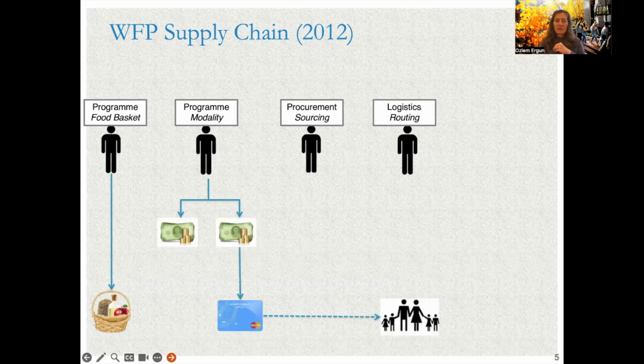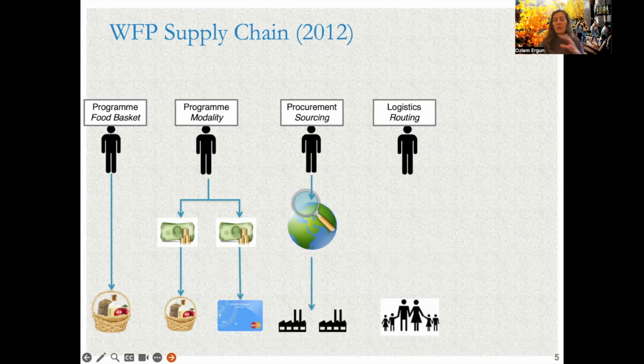We have also looked at the sourcing department, the procurement department that does sourcing when there is the decision of the modalities to actually bring in the goods. So the question becomes, how do we source this globally? And once the sourcing decisions are completed, the logistics division looks at routing these procured materials that were coming from global sources into the location where there is the need.